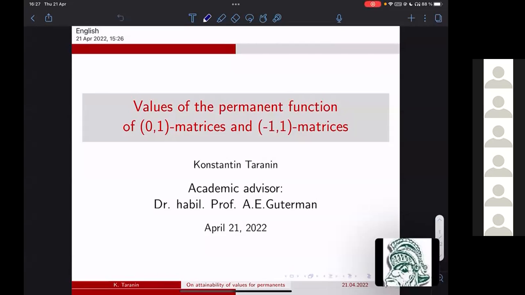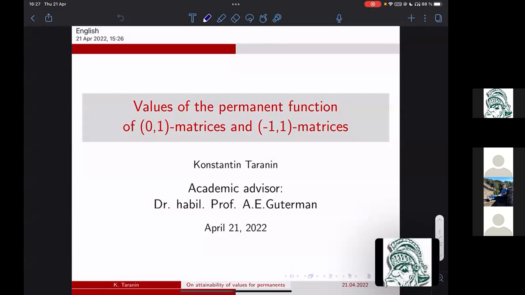Okay, thank you. My name is Constantine Taranin, and today I'm going to present the results of my PhD thesis. The topic of my PhD thesis is values of the permanent function of 0,1 matrices and minus 1,1 matrices. My academic advisor is Professor Alexander Peterman, and I am from Moscow State University.